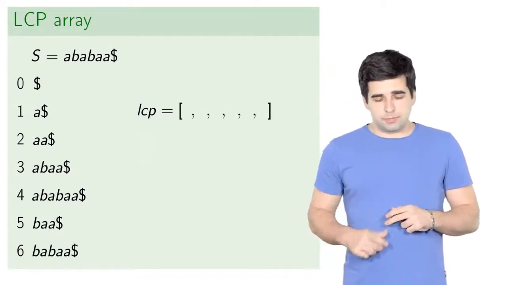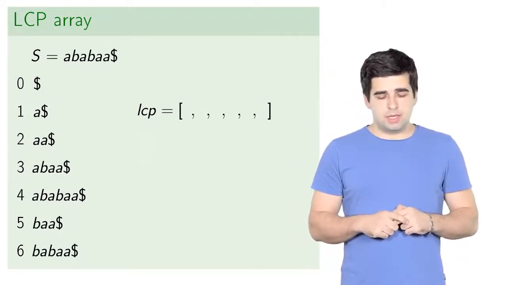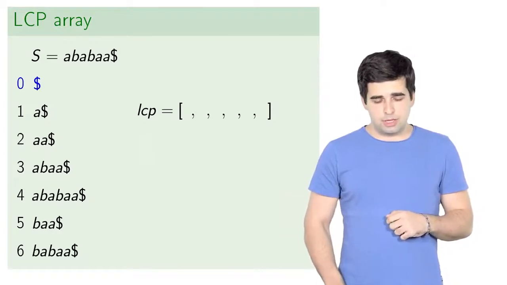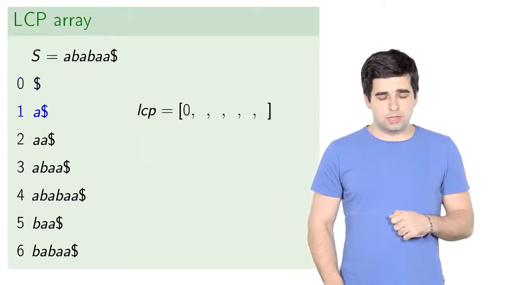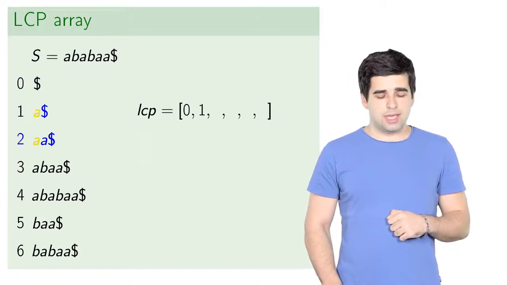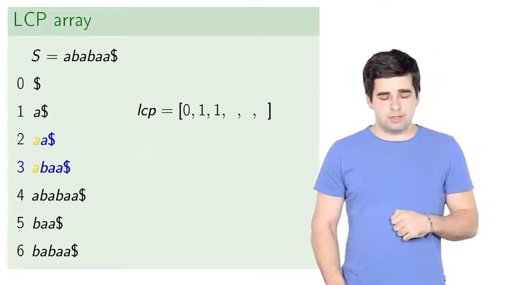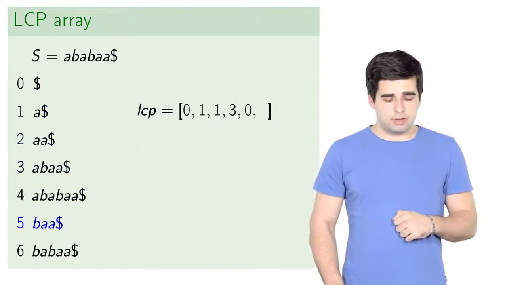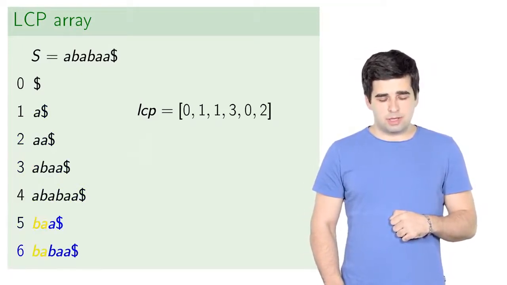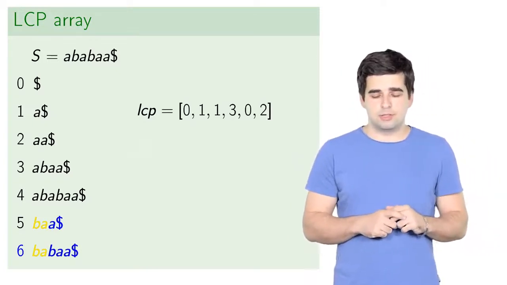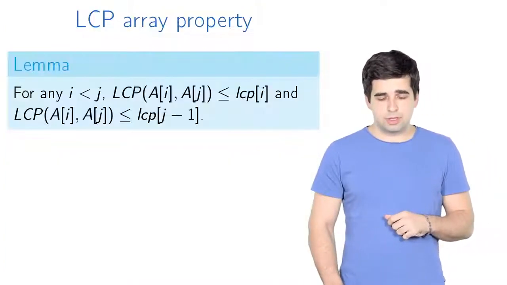For example, if we have our string ABA then we first compute the longest common prefix of $ and $A, which is 0. Then we compute the longest common prefix of $A and $AA, which is A of length 1. Then it's again A of length 1. Then it's ABA of length 3. Then it's empty. And then it's BA of length 2. So the LCP array for this string is 011302.